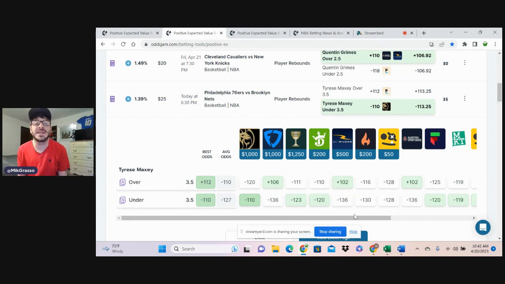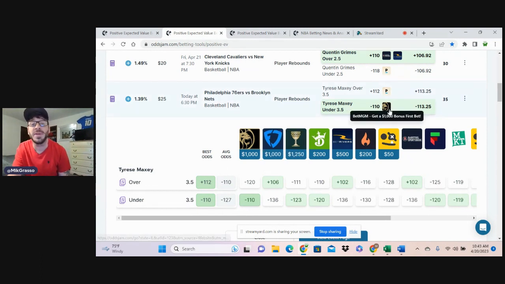Every single book has got this heavily favored and juiced, yet BetMGM has the over favored at minus 120. You got other books that are offering plus odds on his over, right? So there's clear value on his under, and the consensus here is that most of these books have priced this as his under more likely to hit, but we found value, we found a line discrepancy, and we found an edge on this play. We're not getting ripped off.